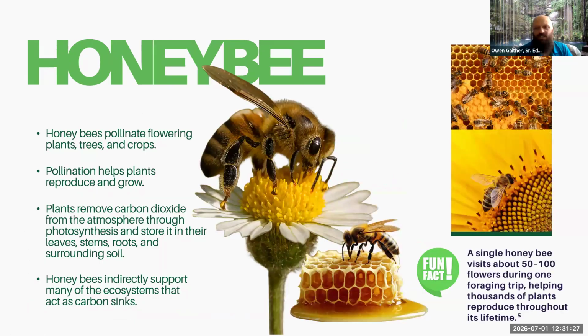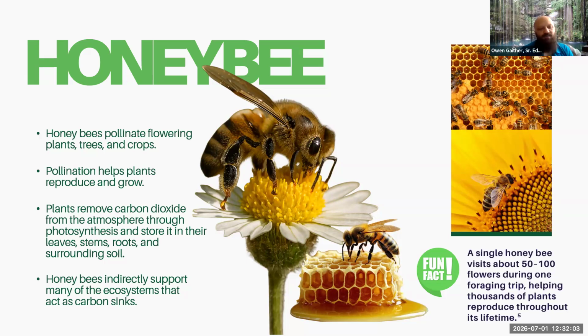All right, let's talk about the amazing honeybee. Honeybees pollinate flowering plants, trees, and crops. Pollination helps plants reproduce and grow, right? That's how they reproduce essentially. Plants remove carbon dioxide from the atmosphere through photosynthesis and store it in their leaves, stems, roots, and surrounding soil. So no big deal. If you like to breathe in clean air, then bees are your organism. Honeybees indirectly support many of the ecosystems that act as carbon sinks, essentially keeping trees and plants and ecosystems alive so that that carbon stays where it's supposed to go and doesn't go into the atmosphere.